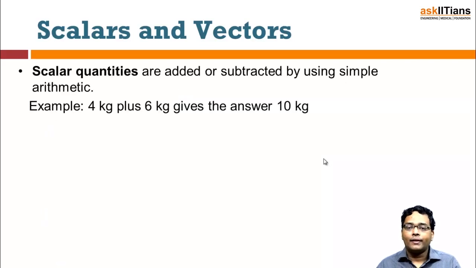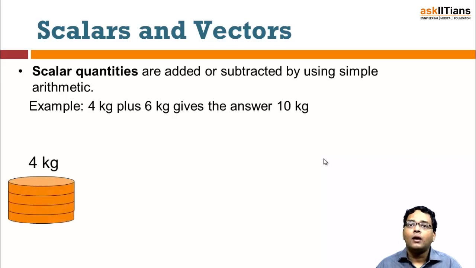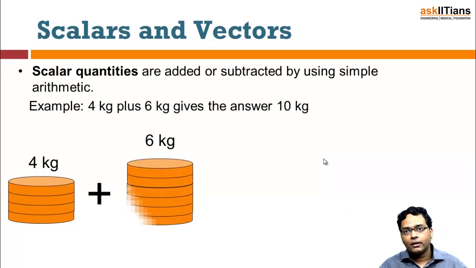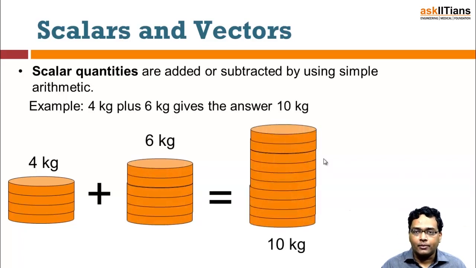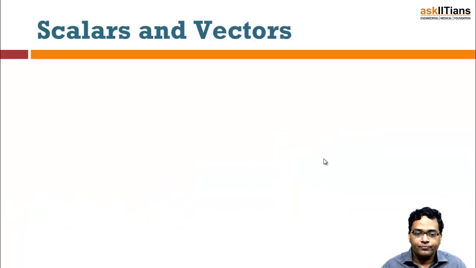So scalar quantities can be added and subtracted like simple additions. For example, if you have a 4 kilogram object and you have a 6 kilogram object, and you add the two objects, let's say you have the 4 kilogram object kept on the 6 kilogram object, that's going to result in a 10 kilogram object. So it's a linear summation that we talk about, a simple summation.